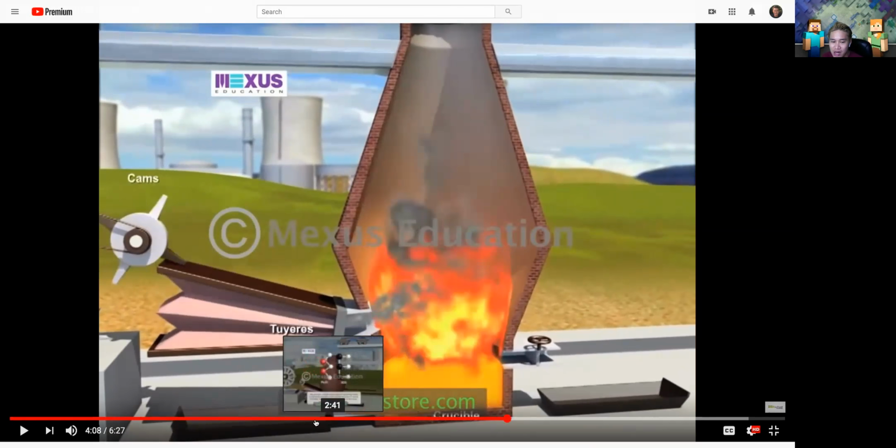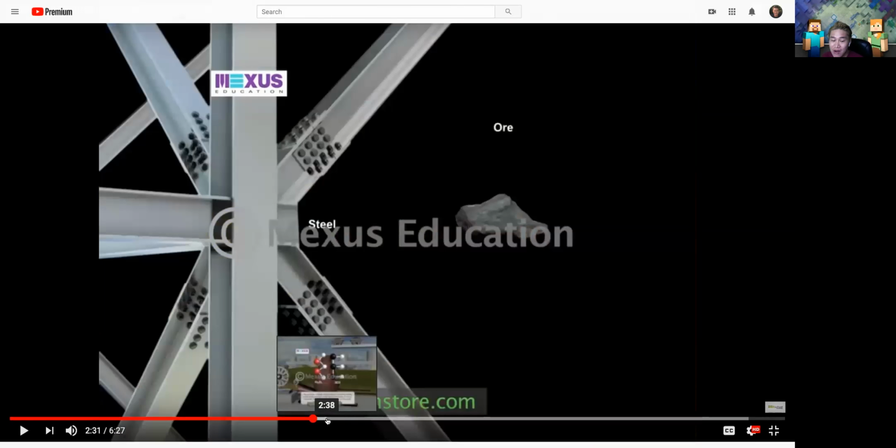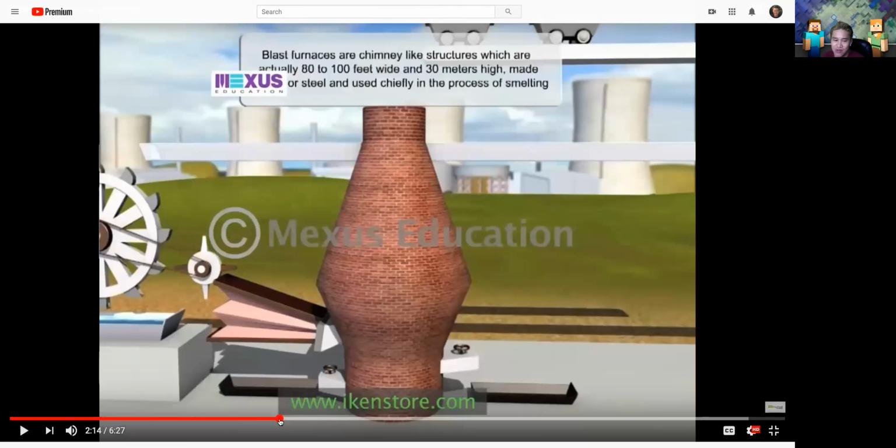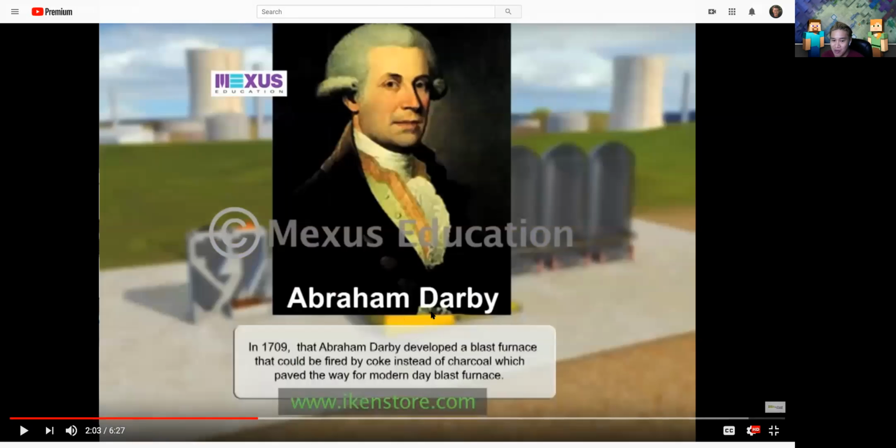What we only need to know here actually is how the reduction happens. What I'm showing you is just this blast furnace, what this blast furnace looks like and what it does. The blast furnace was developed by Abraham Darby, and it uses coke instead of charcoal, which helps in extracting the iron from its iron ore.